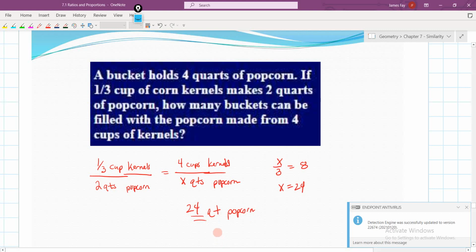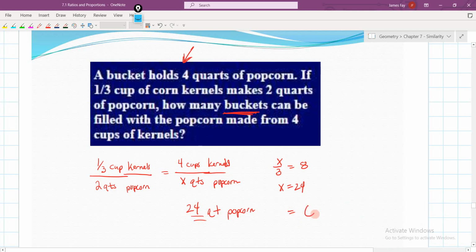Okay. Well, remember the question asks how many buckets. Well, a bucket holds 4 quarts. We right now need an amount of buckets that will hold 24 quarts. So we take 24 divided by 4, and we get 6 buckets.